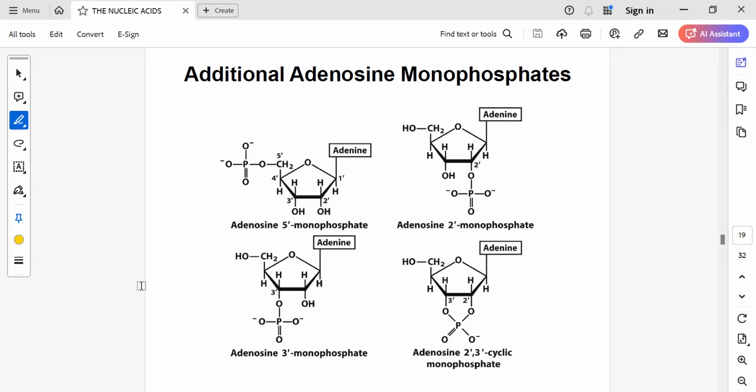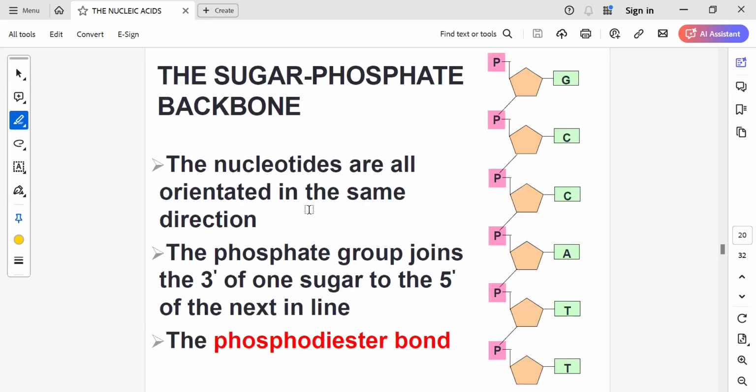We can also have adenosine 2', 3' cyclic monophosphate. It means that when two different oxygens from the phosphate group are esterified at 2' and 3', it will now be a cyclic form.